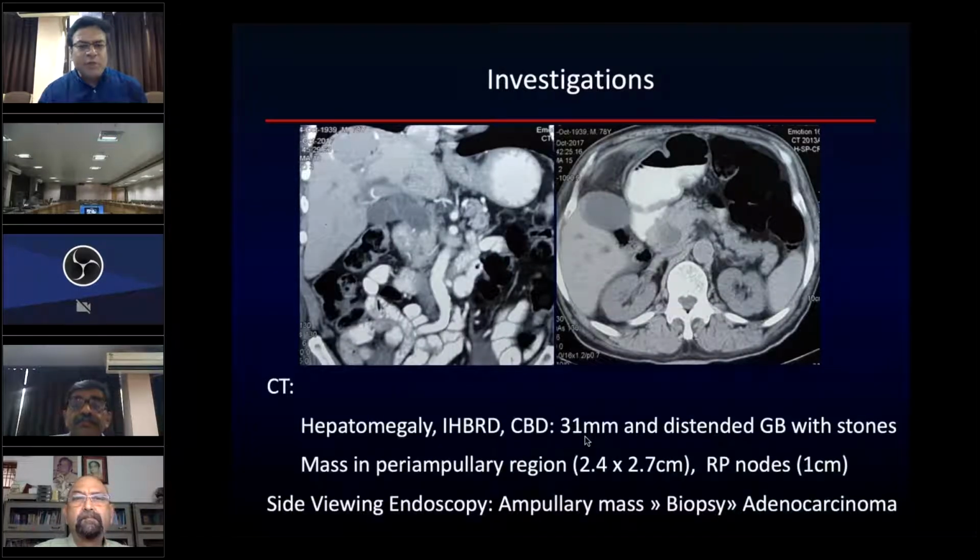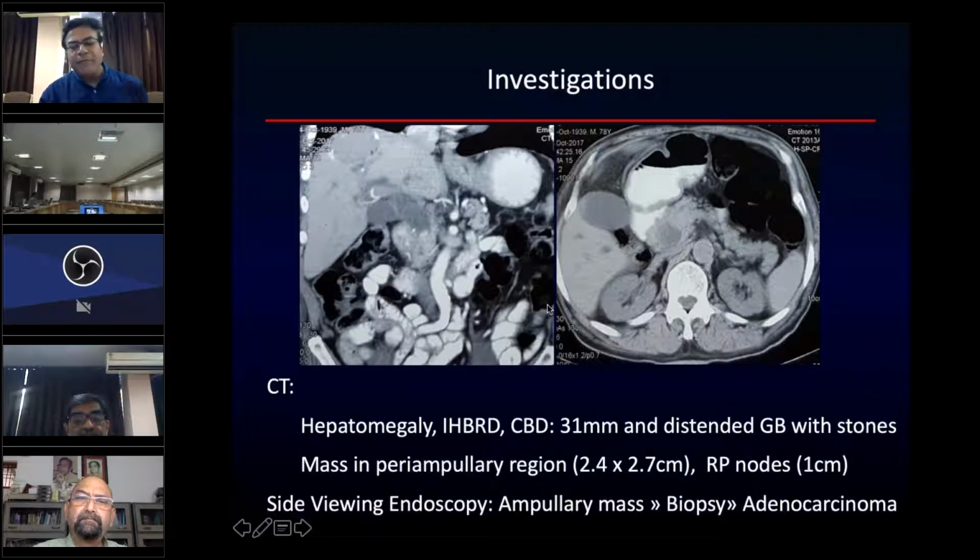A CT scan was done which showed enlarged liver. Intrahepatic biliary radicals were dilated. The bile duct was dilated till the lower end. It was around 31 millimeters in size. GB was distended with stones. There was a mass in the ampullary region and presence of retroperitoneal lymph node.